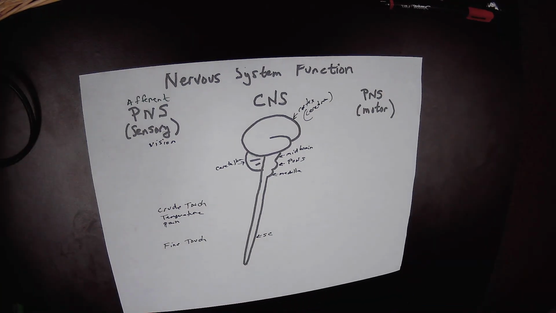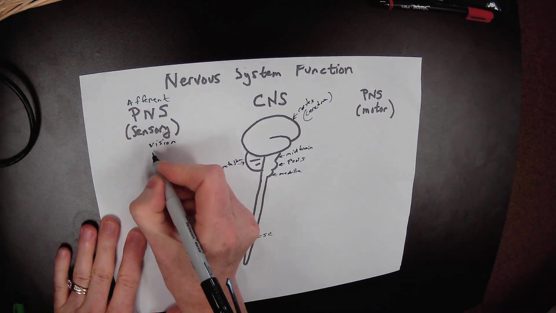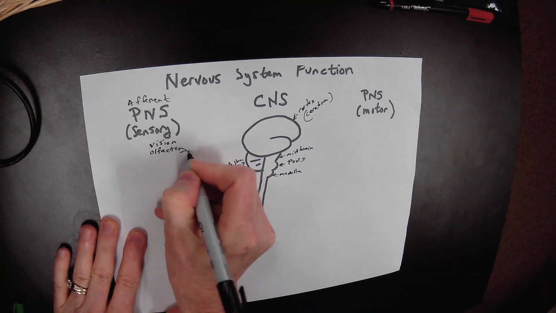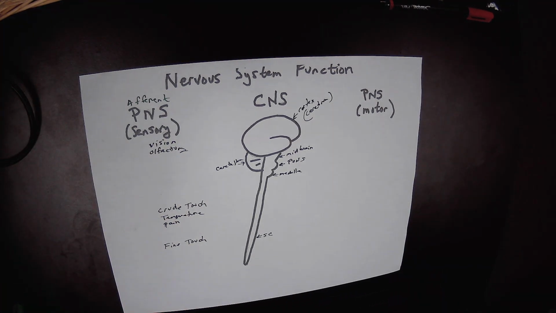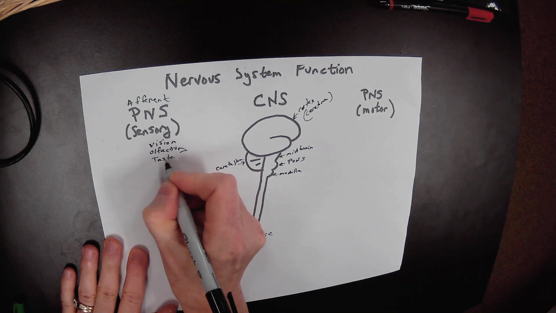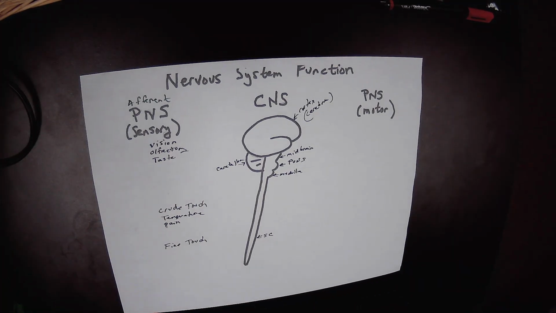Okay, vision is going to be one kind of sense. What else? Smell. Yeah, so let's say something fancy like olfactory, right? Okay, vision, olfactory. Taste, yeah. Good. So we got vision, we got olfactory, so we're thinking up in here somewhere. Taste, what other sense do I have?